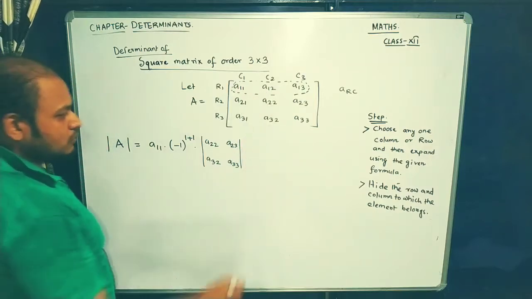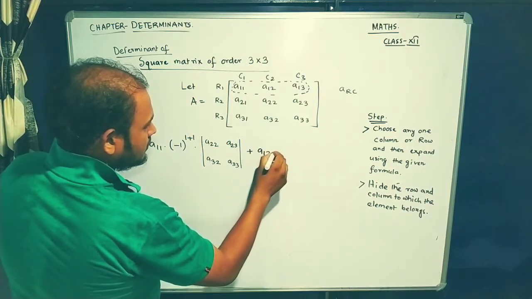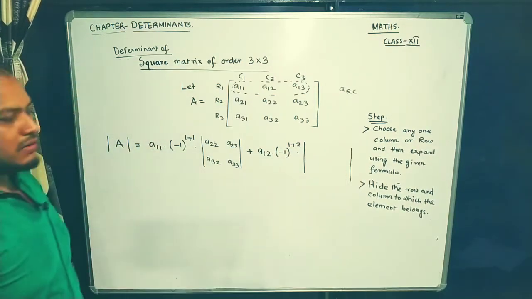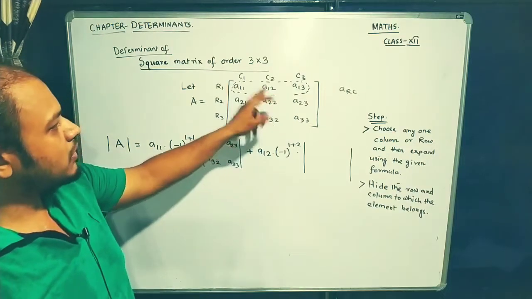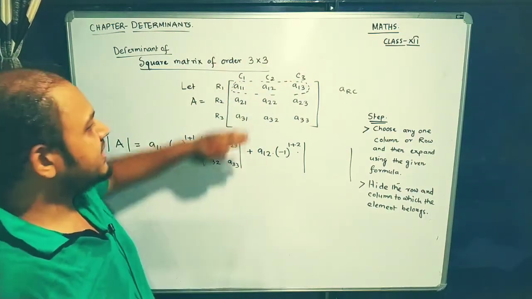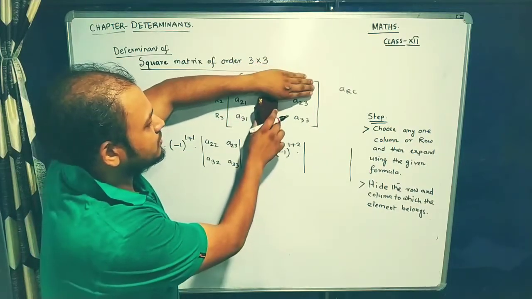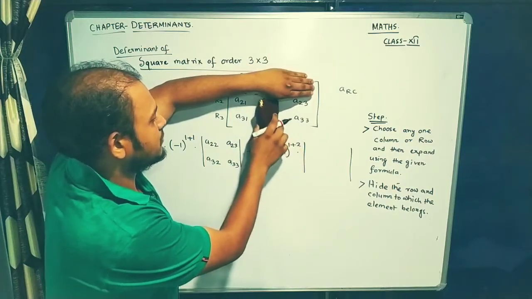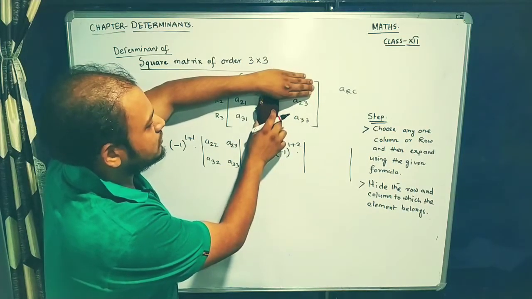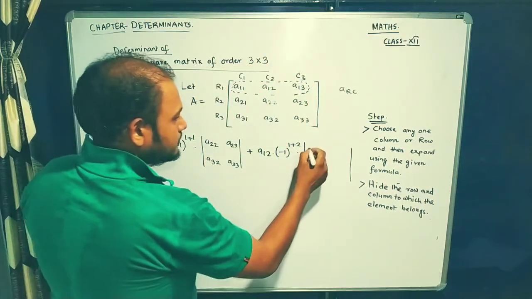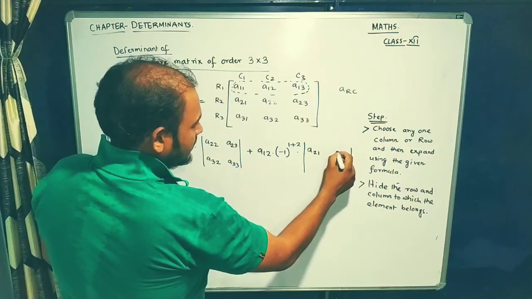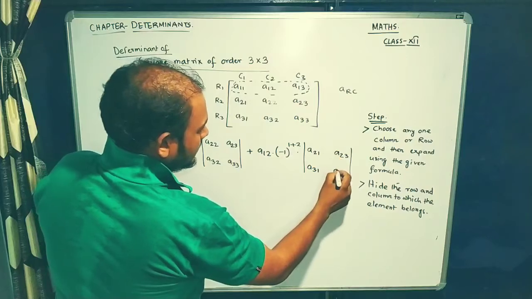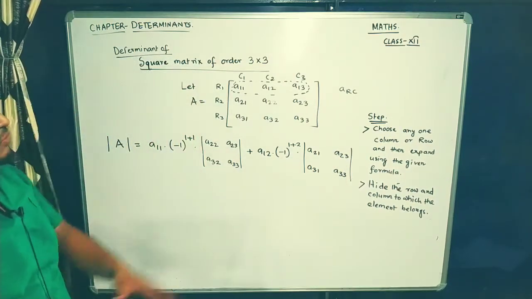Next element is A12. So plus A12, again minus 1 to the power 1 plus 2. Then determinant. Now hide the row and column. See, A12 belongs to the first row and second column. So hide the first row and also hide the second column. Can you see 4 numbers? Yes. One, this number, this number, this number and that number. So after hiding the first row and second column, you see 4 numbers. And these are A21, then A23, then A31, A33. Okay. So this element is now done.